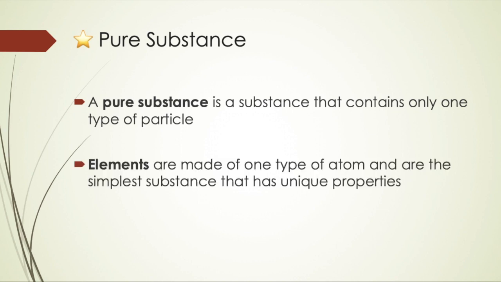First being elements. An element is just made of one type of atom, and they're the simplest substance that still has unique properties. Some examples of elements: hydrogen, carbon, iron, sulfur, gold. If you can find it on the periodic table, it's an element. And it is just one type of atom.